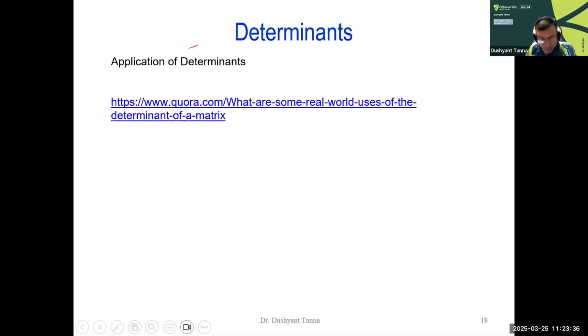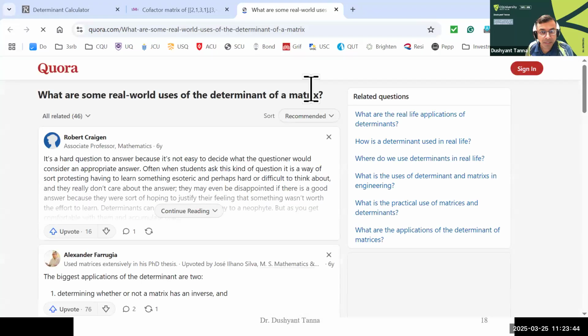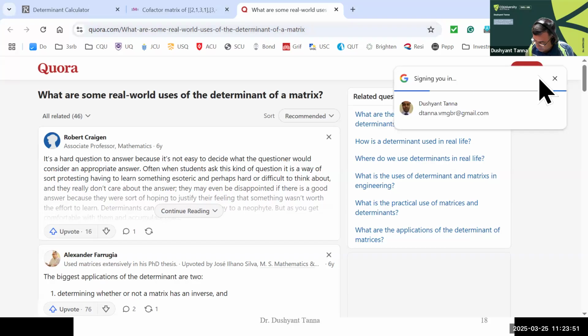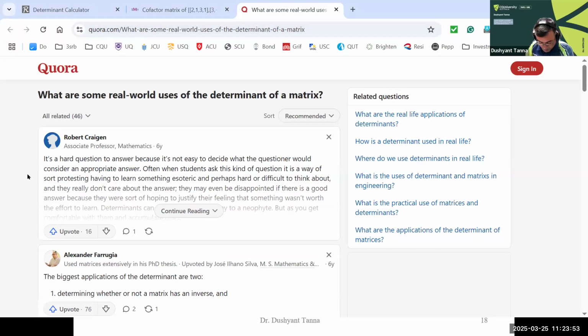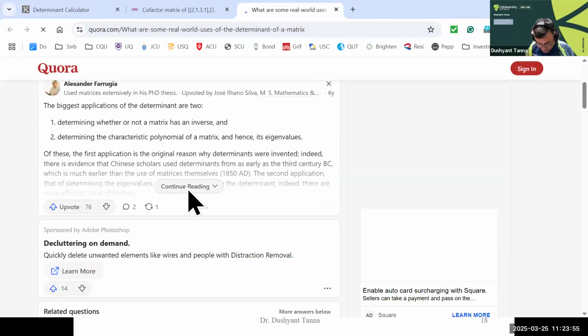I wanted to quickly take you to this website, which shows some real world applications of the determinant of a matrix. It's a nice article, and it is a hard question, and the Alexander really responded well.